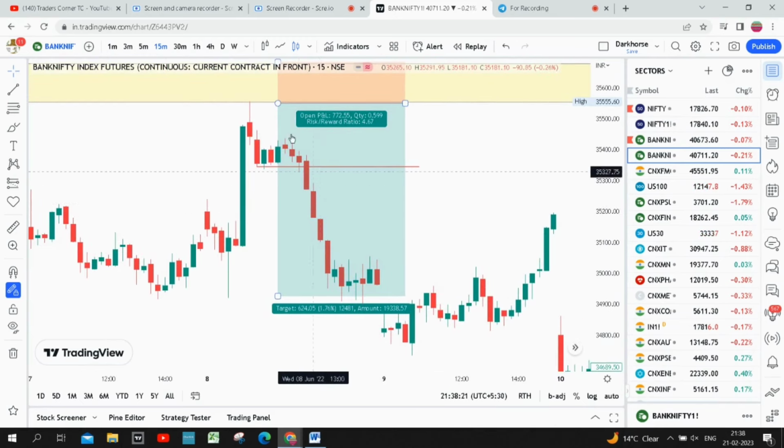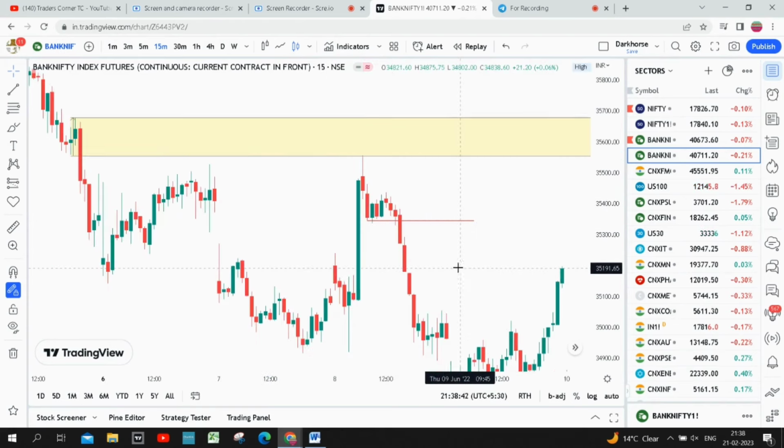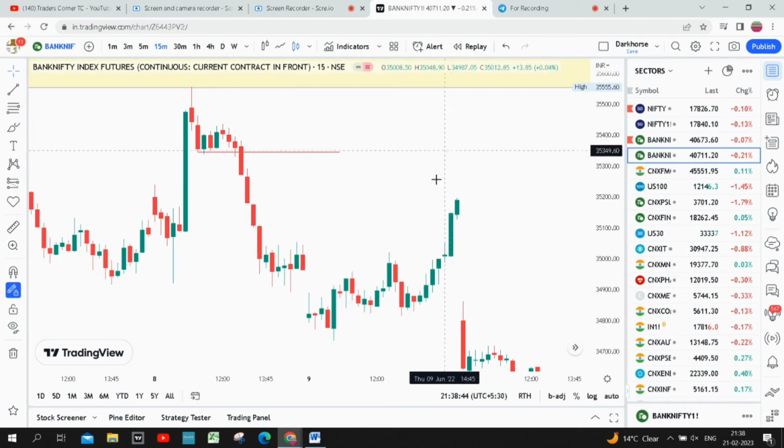So if you make your entry here, your stop loss is well above this area. Do not take random trades, don't catch a falling knife, or don't get in a running bus. Ultimately what will happen, you'll be the sufferer. So this is the sell setup which we got randomly. I will go for the next setup.